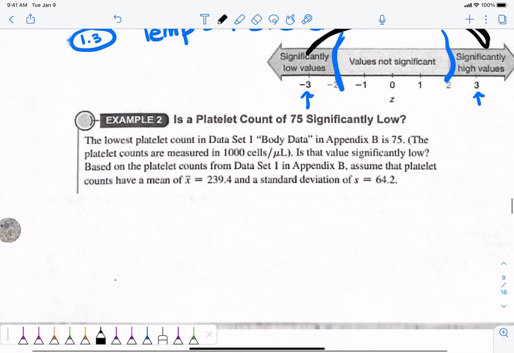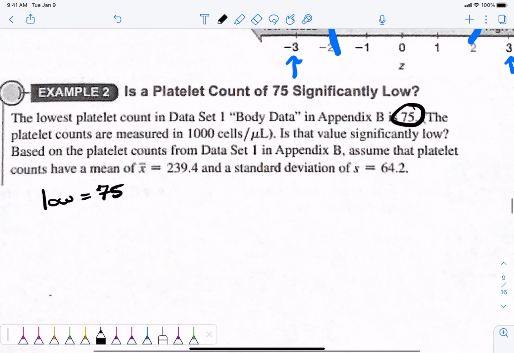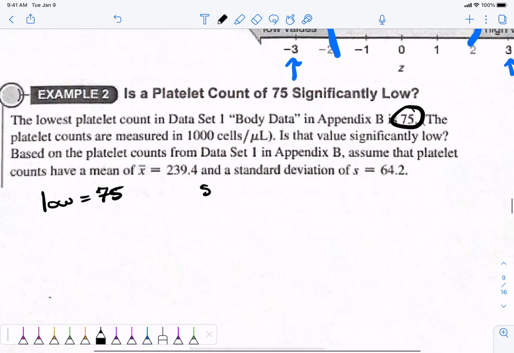So there's that. All right, so example 2, the lowest platelet count in data set 1 body data is 75. So I'm going to write that down. Low equals 75. Okay, anytime you see any of this information, just write it down below so that we can find it easier. The platelet counts are measured in 1,000 cells per microliter or something like that. Okay, is the value significantly low? So we want to know significantly low. That's what we're trying to find. Significantly low, question mark? We don't know for sure.